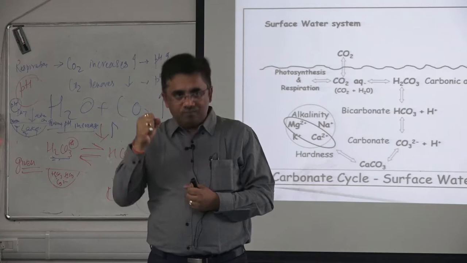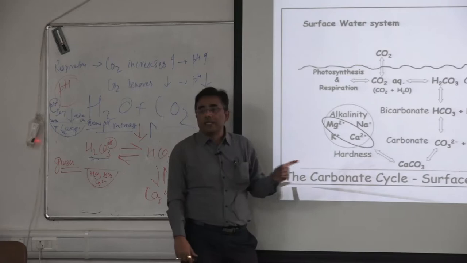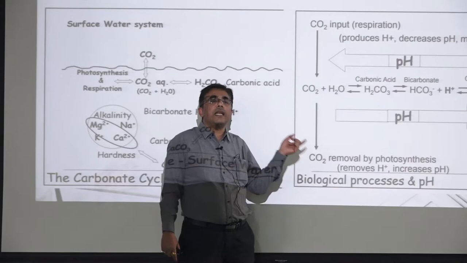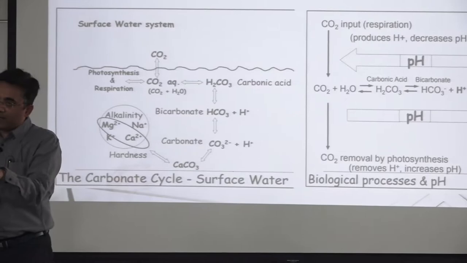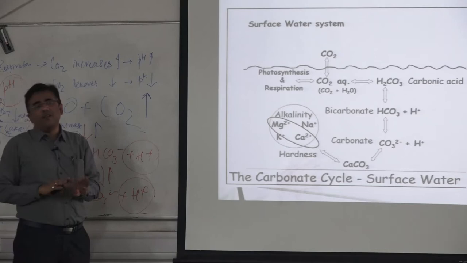So this is the carbonate cycle in the surface water, and photosynthesis and respiration are biological processes. This biological process can affect pH, pH can affect weathering, weathering can affect cation concentration, and from these cations you can know how much is happening. This is message number one. In the whole lecture, I will give you 4 to 5 messages and finish. I am not going to do much hard work here.